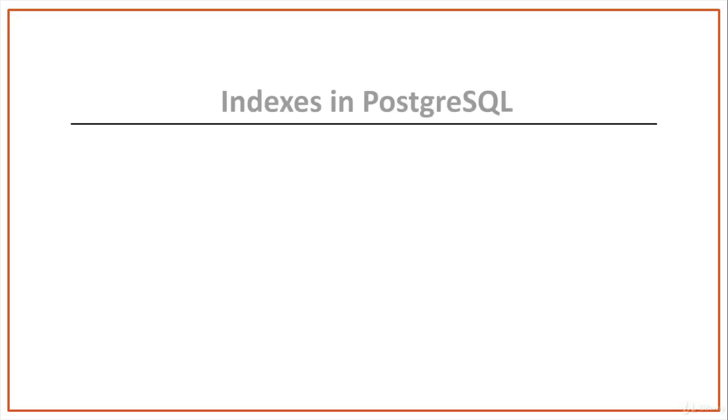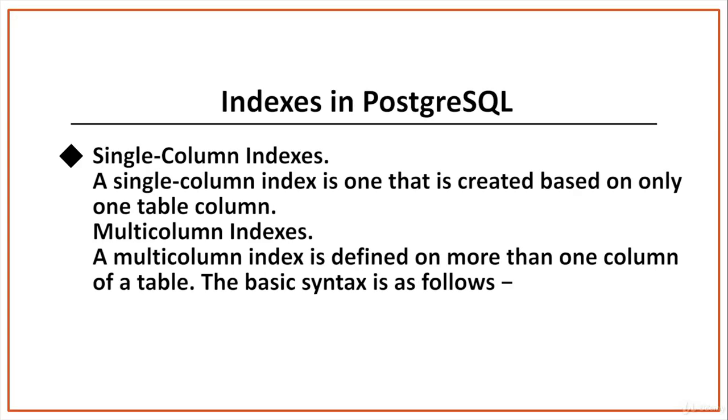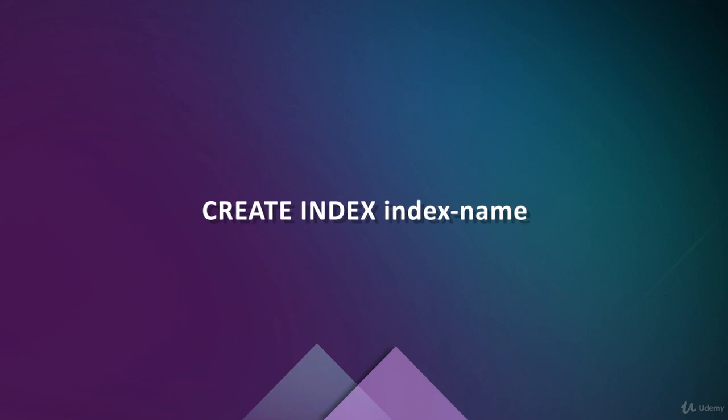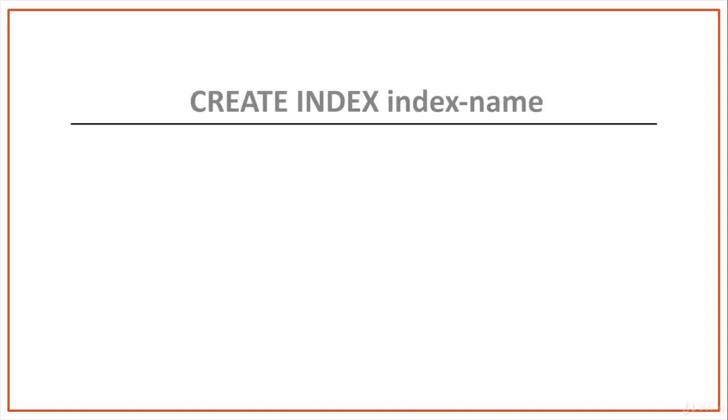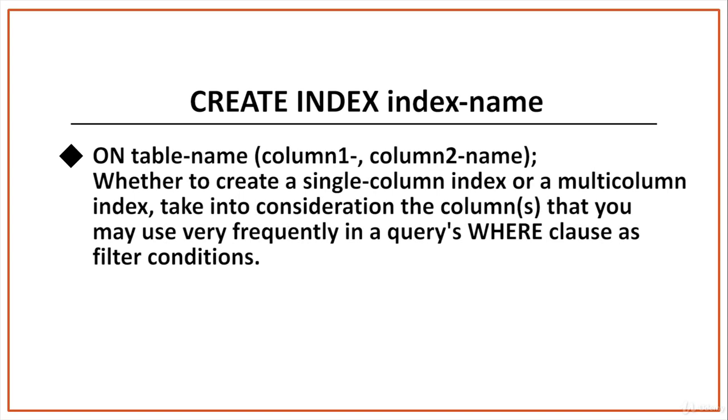A single-column index is one that is created based on only one table column. A multi-column index is defined on more than one column of a table. The basic syntax is as follows: CREATE INDEX index_name ON table_name (column1_name, column2_name).